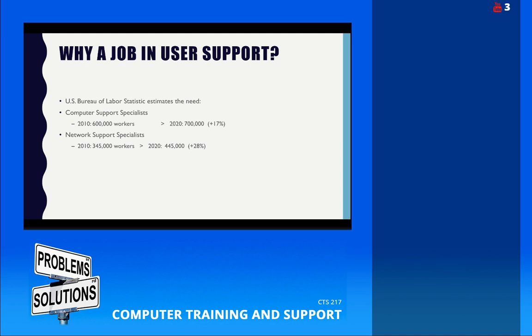Now, that's not just total number of jobs. So there aren't just people in those jobs. We're talking about need in those jobs. These are jobs where we need people. 700,000, 445,000, so on and so forth. So there's a need there, and that need can be filled by you.